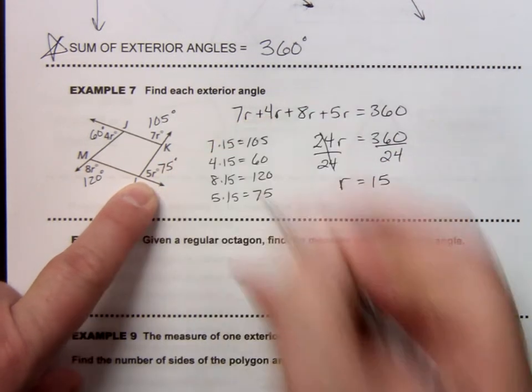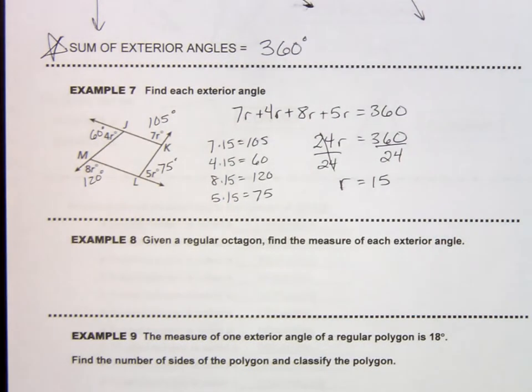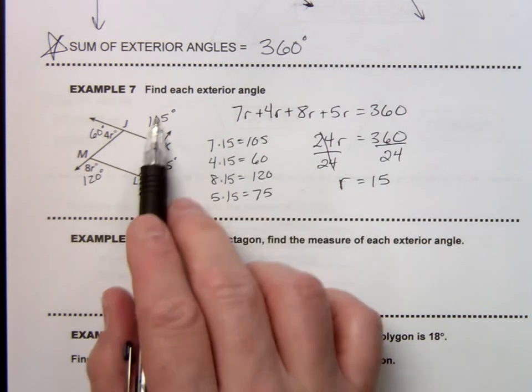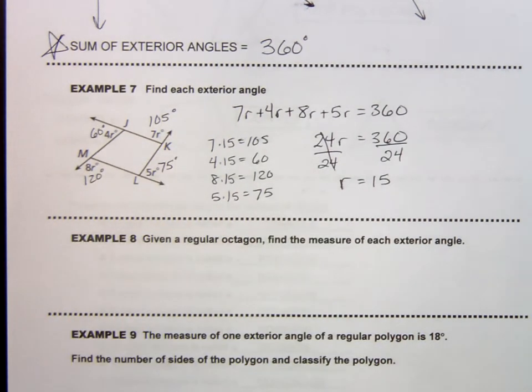So we found the measure of each exterior angle, and you could always check your work if you needed to, because remember these angles should add up to 360. You could add them up and just make sure that they add up to 360 like they're supposed to, and they do.